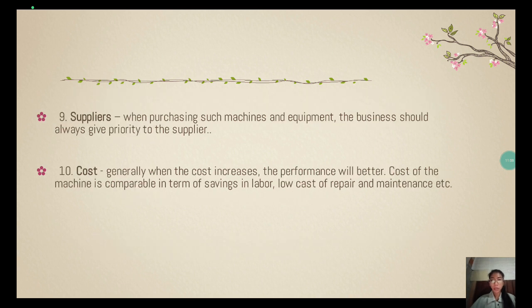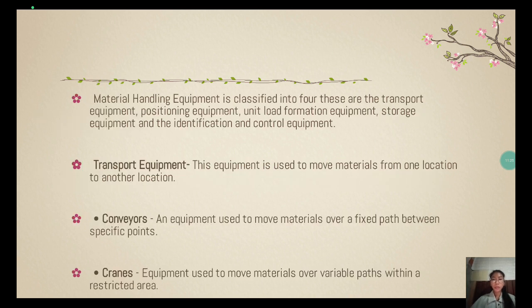Suppliers. When purchasing such machines and equipment, the business should always give priority to the supplier. Next is cost. Generally, when the cost increases, the performance will be better. Material handling equipment is classified into four. These are the transport equipment, positioning equipment, unit load formation equipment, storage equipment, and the identification and control equipment. Transport equipment is used to move material from one location to another.